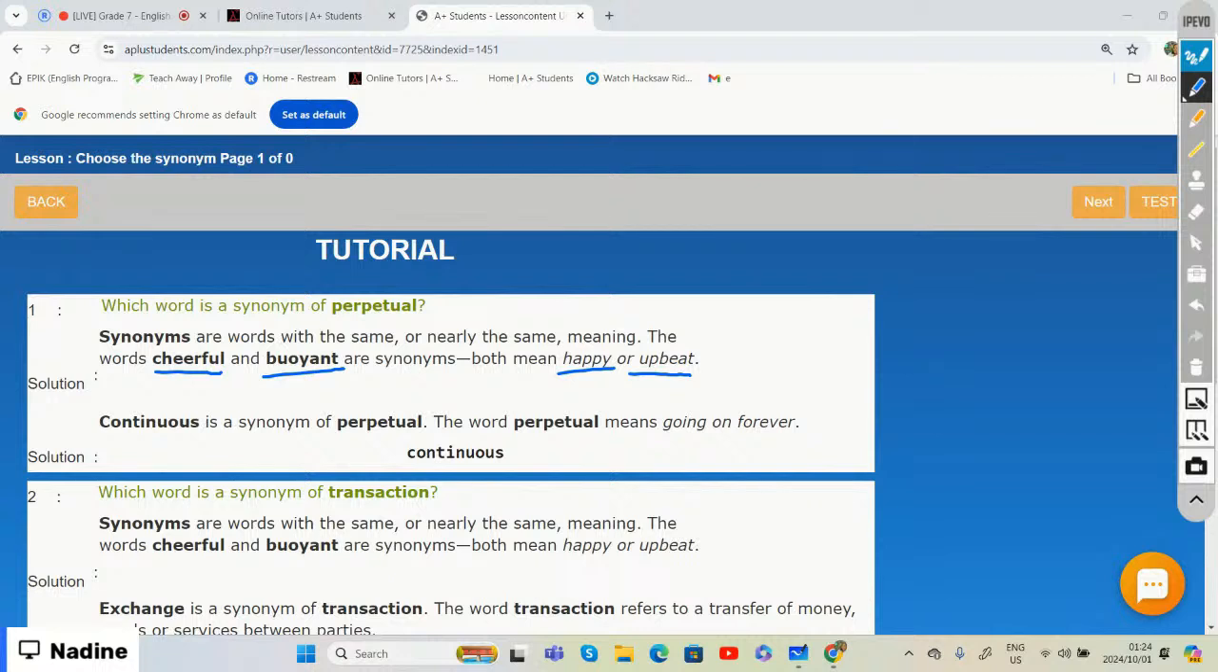And then if you look at another word, right? Here they're saying continuous is a synonym of perpetual. And both those words, continuous and perpetual, mean going on forever. Continuous, perpetual, so it is going on forever. That is what it means.